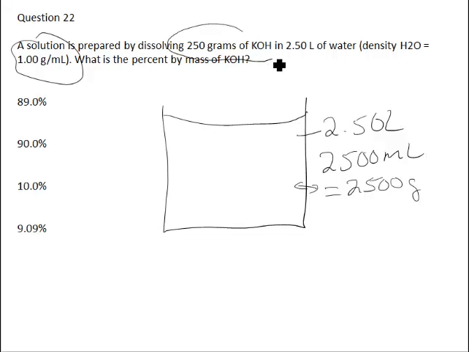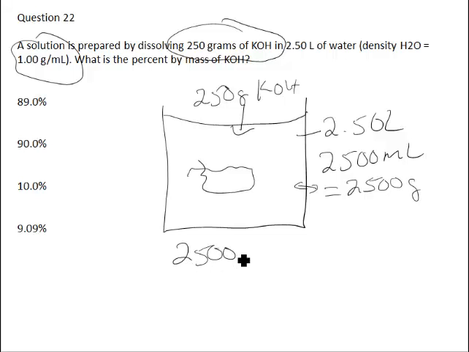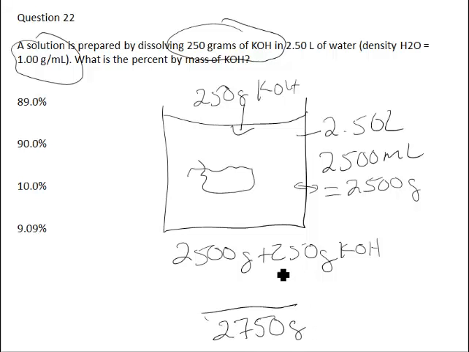But then what I do is I take and add to that 250 grams of KOH. That goes down in here. And so now I have the 2,500 grams from the water plus the 250 grams from the KOH. That's my total. So my total mass then is going to be 2,750 grams, and the amount that comes from the KOH is 250 grams. So that's my mass over mass. This question is in percent by mass, so I have to multiply that by 100%. Grams are going to cancel, and I'm left with my percent here for my answer.